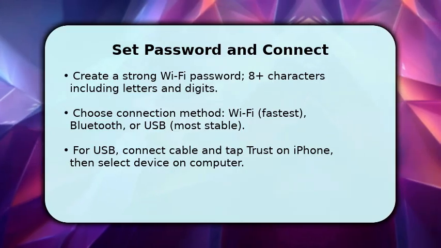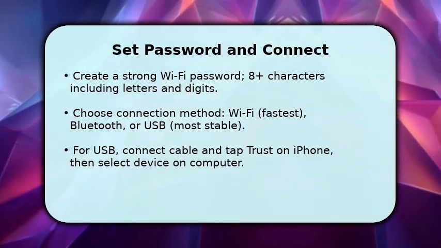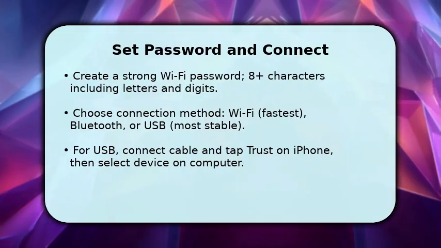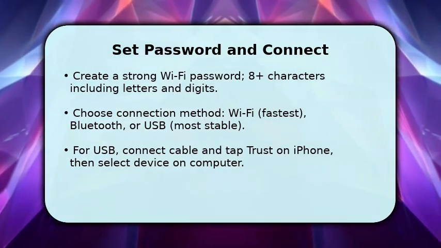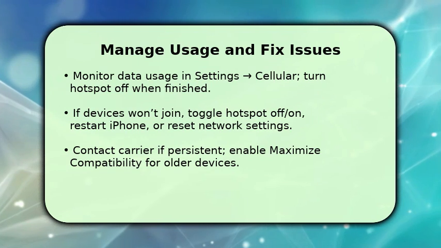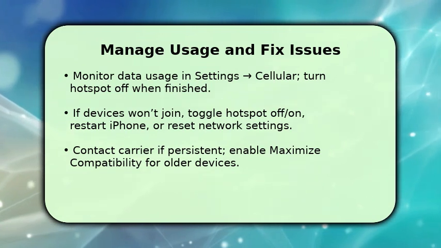For USB, plug your iPhone into the computer, tap Trust when prompted. Then pick the iPhone network on the computer. Just to finish, watch your data usage in Settings, Cellular, and remember to turn Personal Hotspot off when you're done to avoid accidental tethering.